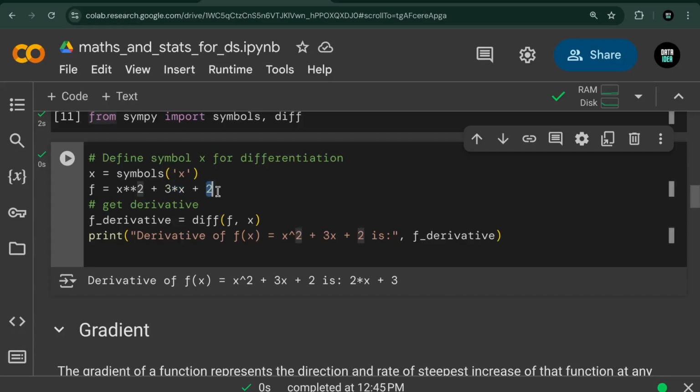Now about 2, what happened to 2 here is that 2 is like 2 times x to the power 0. Okay, and when we reduce that and multiply this figure by 0, it just disappeared. When you multiply anything by 0, it is 0. Okay, so yeah, we end up with a result like this.